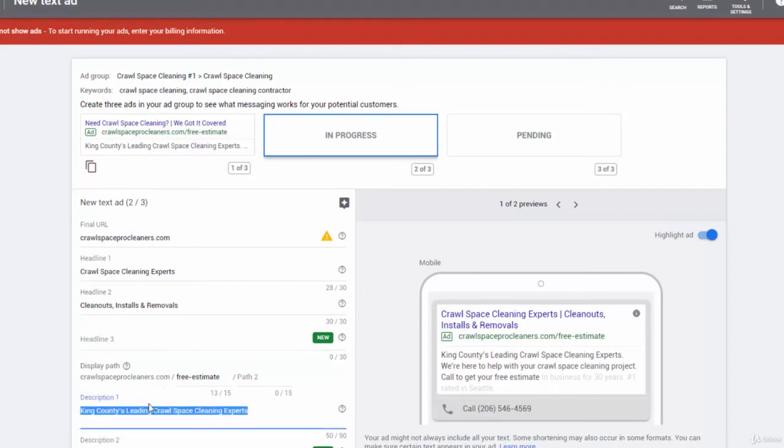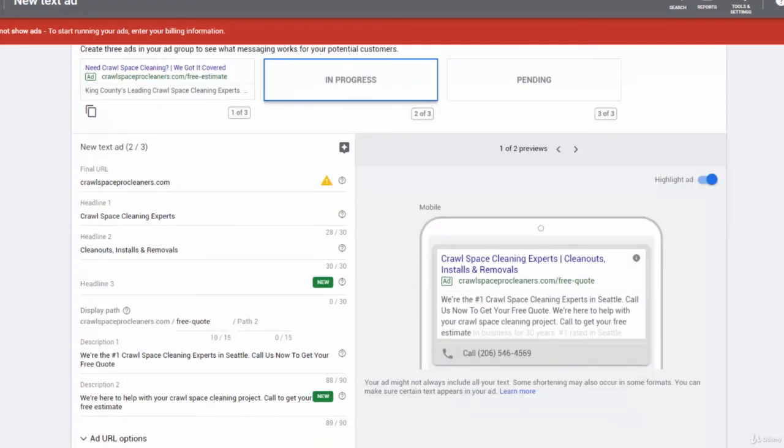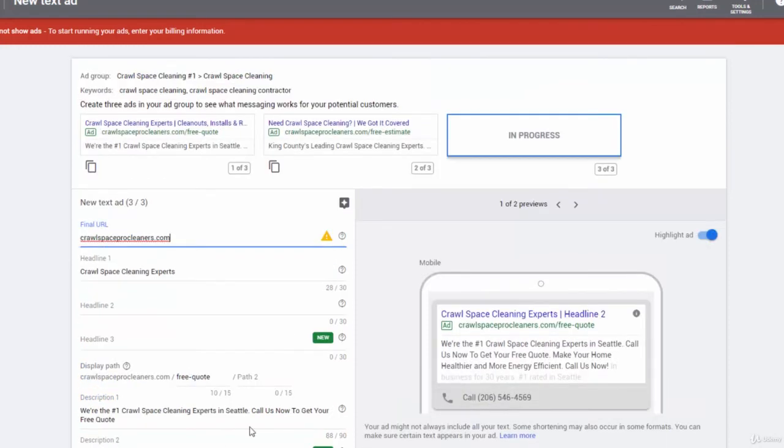And let's go down here. We're the number 1 crawl space cleaning experts in Seattle. Call us now to get a free quote. So this one here, we'll put free quote. Okay, great. Description 2, we're going to put make your home healthier and more energy efficient. Call us now. And there we go. So now we're ready to create ad number 3. Let's go to save and add another one.